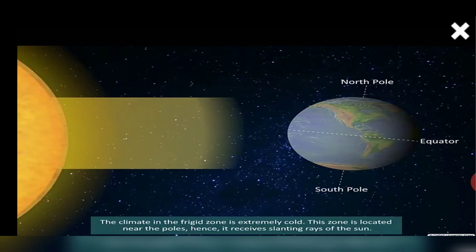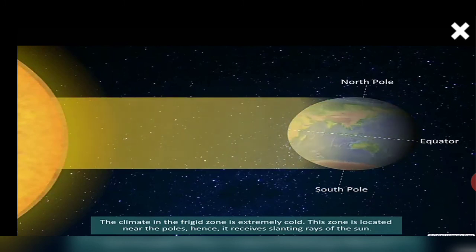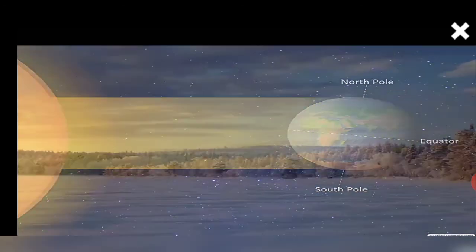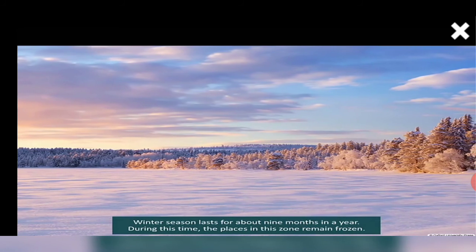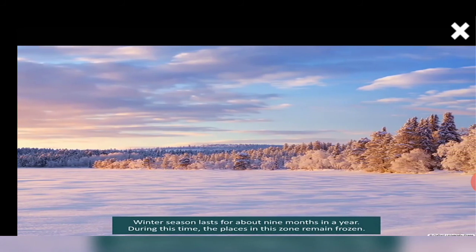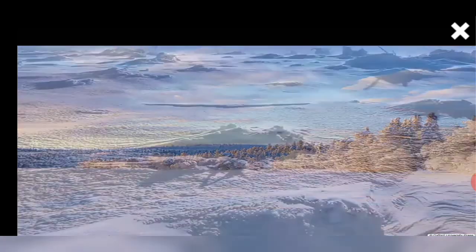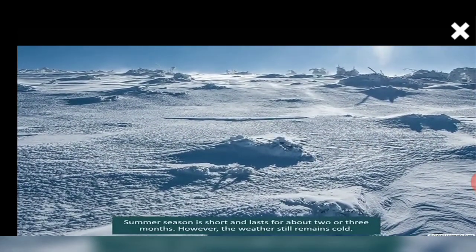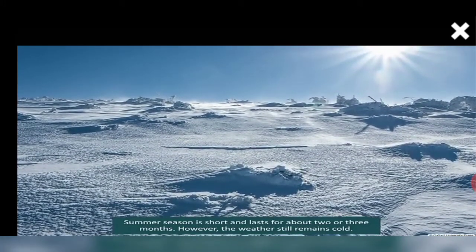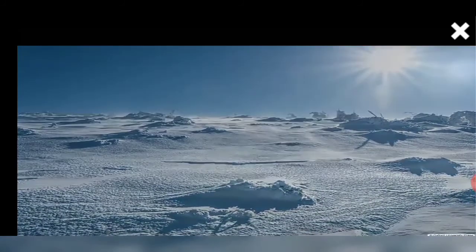The climate in the Frigid Zone is extremely cold. This zone is located near the poles. Hence, it receives slanting rays of the sun. The region experiences mainly 2 seasons, summer and winter. Winter season lasts for about 9 months in a year. During this time, the places in this zone remain frozen. Summer season is short and lasts for about 2 or 3 months. However, the weather still remains cold.